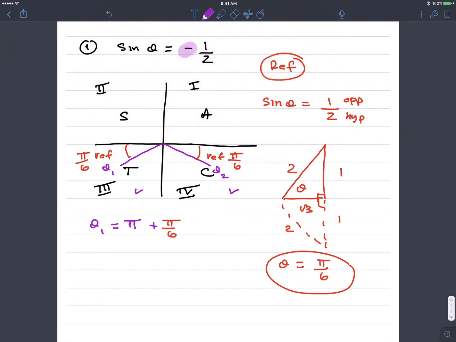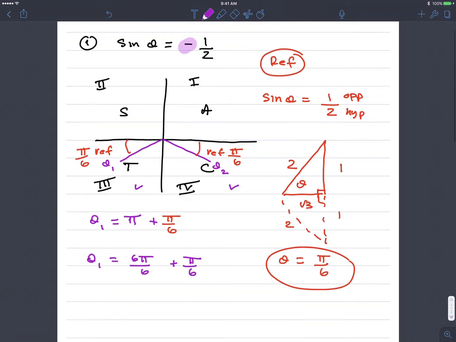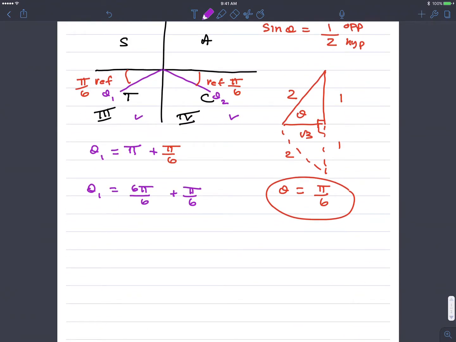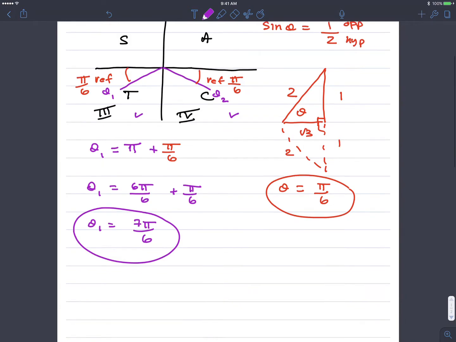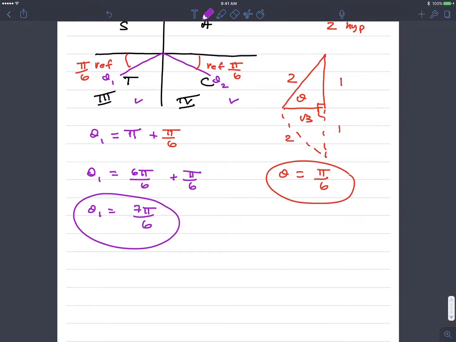Okay, so then this theta 1 here, this first angle, since it's a quadrant 3 angle, is going to be 6 pi over 6 plus pi over 6, because we're adding a whole number with a fraction, if you want to think of it that way. We're getting 7 pi over what? Over 6. Here's my theta 1. So we're looking at this quadrant 3 angle here, theta 1. Let me highlight that angle. That's the angle we just found. All right, you guys okay with that one?